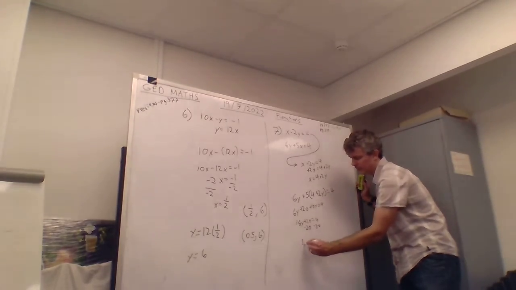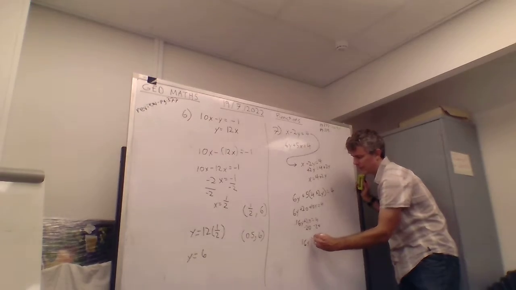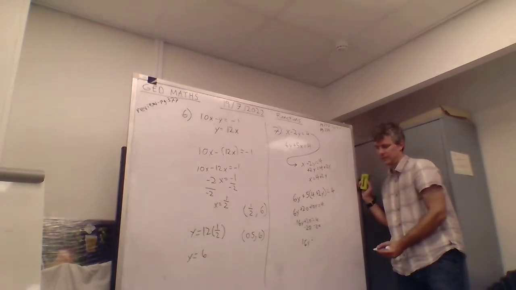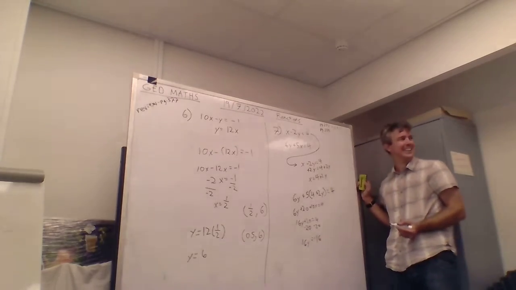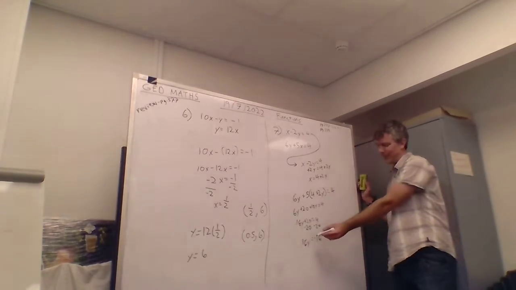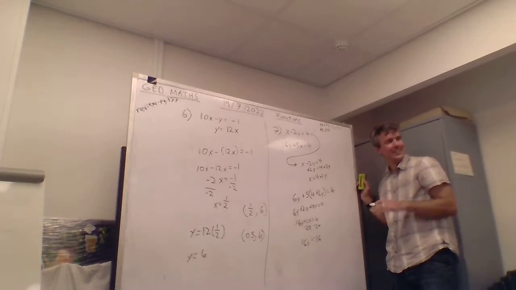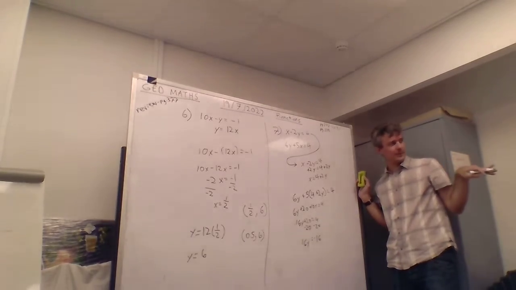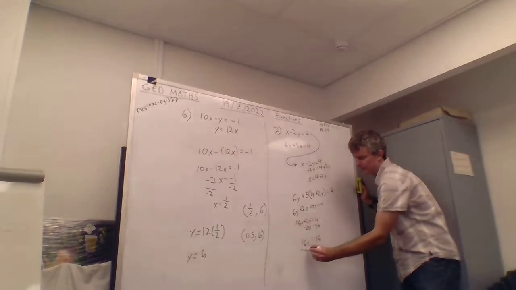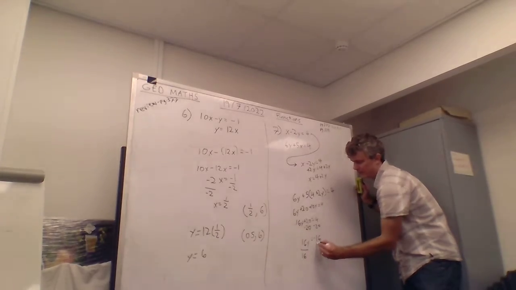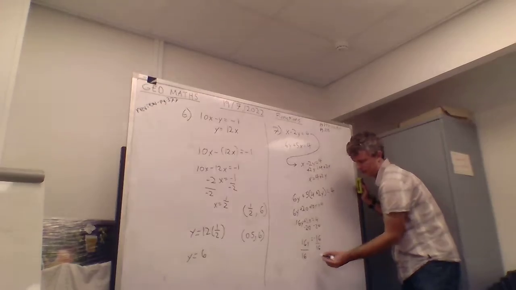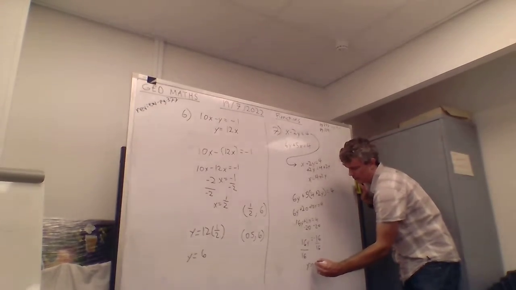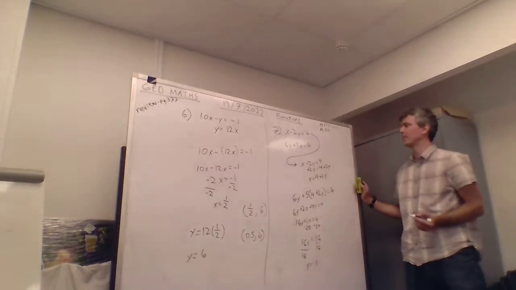Right? So then we have 16y, and what is 4 minus 20? Minus 16. Ah, it's very convenient. So what are we going to do here? Divide both sides by 16 to get y by itself. Minus 16 divided by 16 is minus 1. So y equals minus 1. Nice.